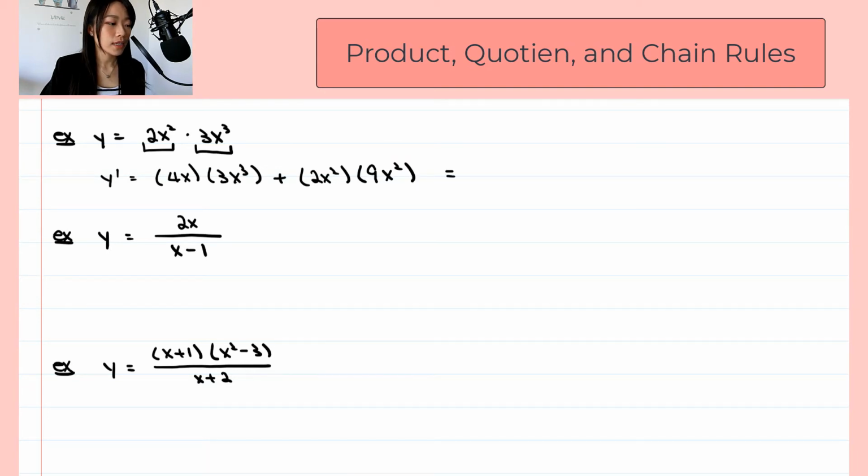And we can rewrite this as 12x to the power of 4 plus 18x to the power of 4, which equals 30 times x to the power of 4.